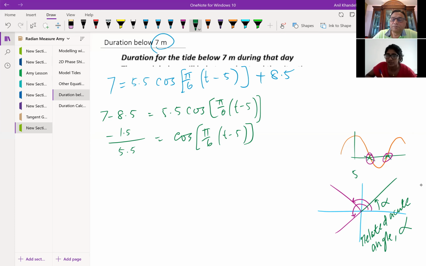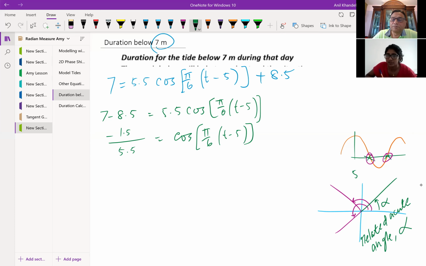So it's very important to find the related acute angle. If you use the calculator directly to find this angle, the calculator might give you that angle, but it may not be of any use to you. I'm not sure what it will give. Sometimes it gives you the first angle, sometimes it gives you theta 1 also. But the idea is to get the related acute angle and then any other angle.